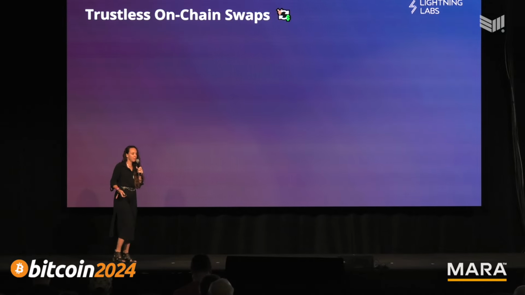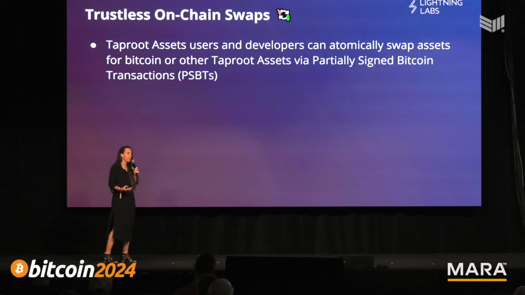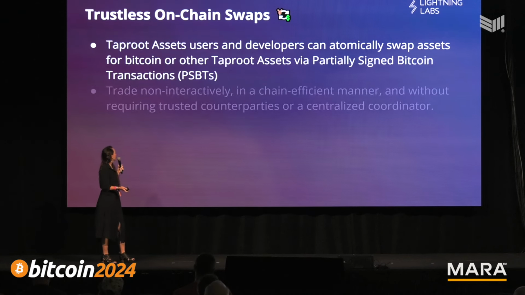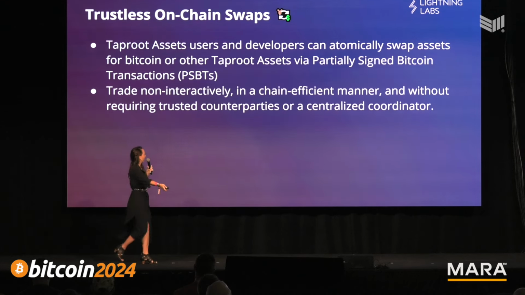All right, so let's talk about our trustless on-chain swaps, our PSBTs. I'm going to read a slide for the moment. Taproot Assets users and developers can automatically swap assets for Bitcoin or other Taproot Assets via partially signed Bitcoin transactions. Cool. So we're using PSBTs to enable this sort of trustless on-chain swap functionality. We'll talk a little bit more about that. So you can now trade non-interactively in a chain-efficient manner and without requiring trusted counterparties or a centralized coordinator. Very cool.